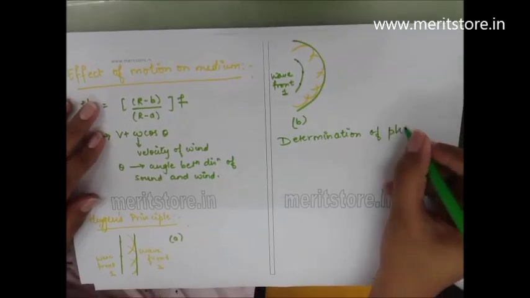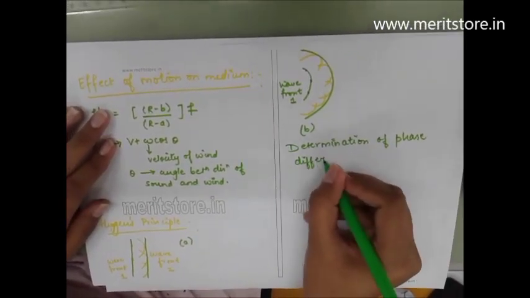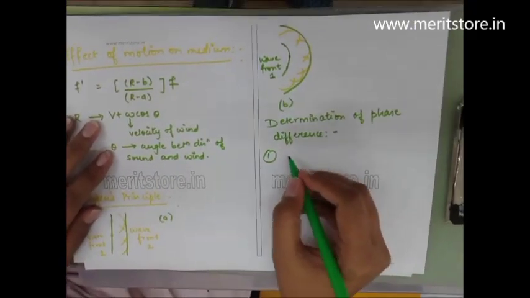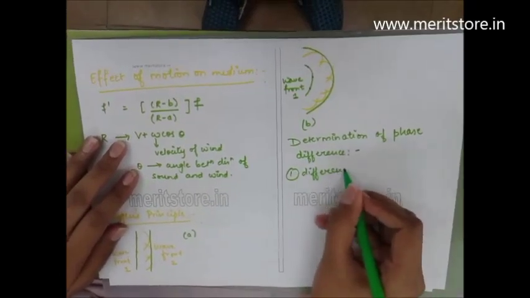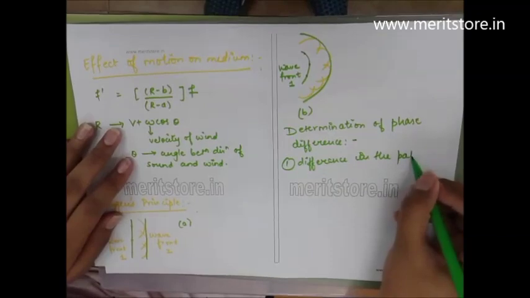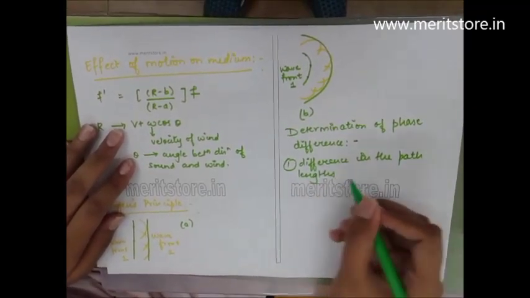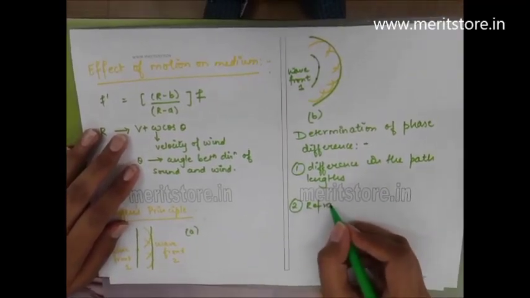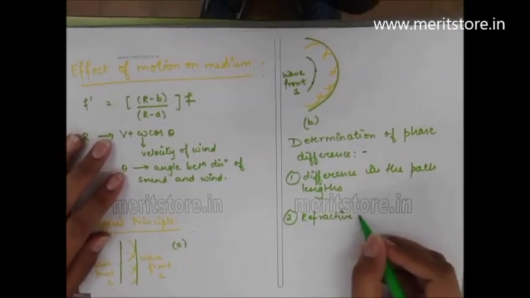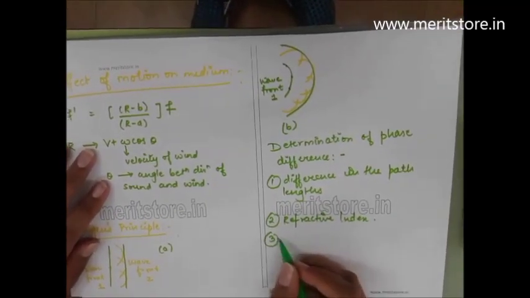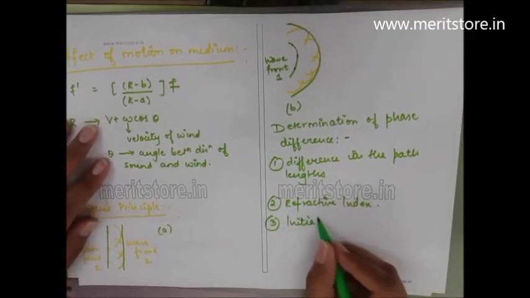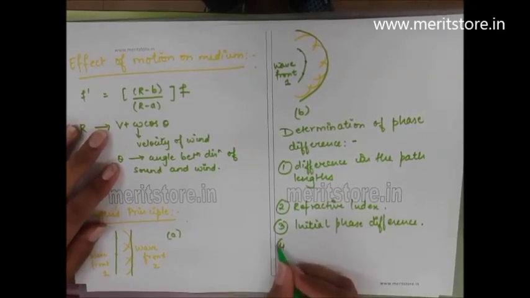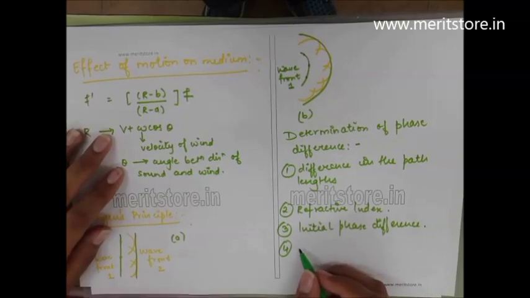Let's go for the determination of phase difference. The phase difference between two waves at any point will depend on, number 1, difference in the path lengths of the two waves from their respective sources. Second point, refractive index of the medium. Third point, initial phase difference. Fourth is the reflection, if any, in the path followed by the waves.